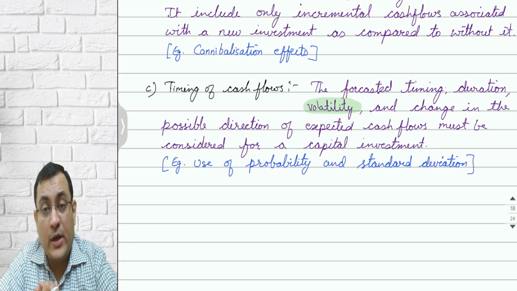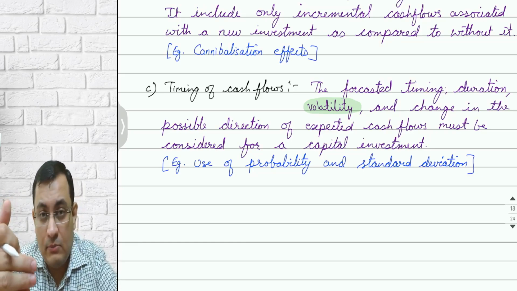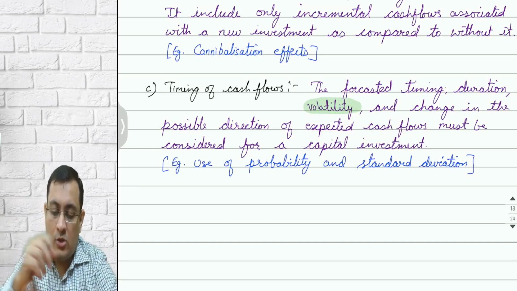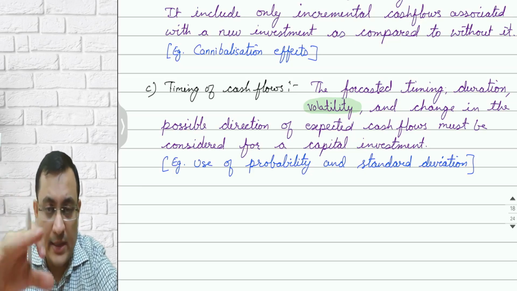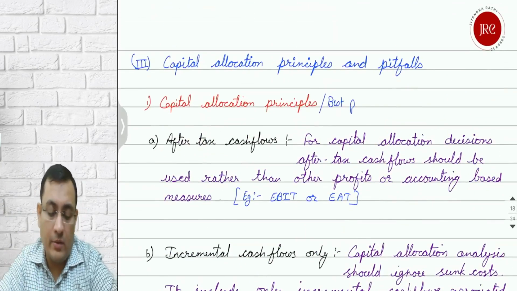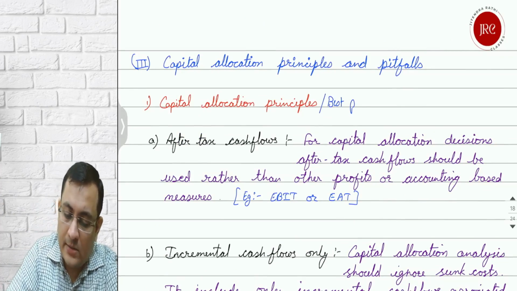of the project, because whether you will be able to take that risk or not should also be considered along with the returns. So that volatility part should also be considered while taking the investment decision. That is the last principle, or best practice, for the capital allocation decision. So let's go for the pitfalls.